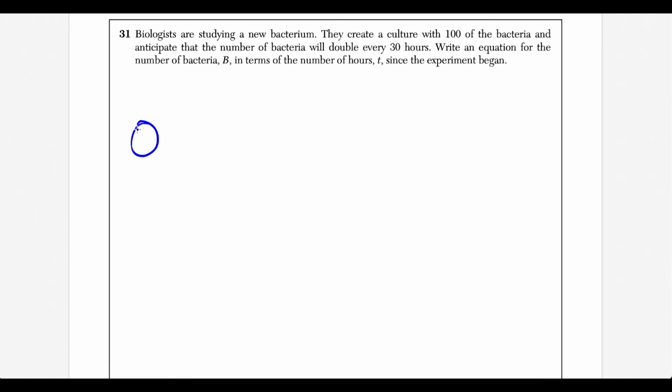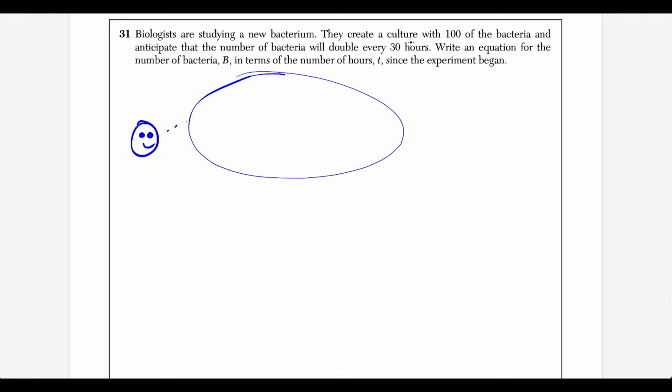Question 31, I like this quote by Abraham Lincoln. You give me 6 hours to chop down a tree, I'm going to spend 4 hours sharpening the axe. And that's what that means for a question like this. You just have to really think carefully about what you're about to write, because all you have to do is write the equation, but you have to write it correctly.